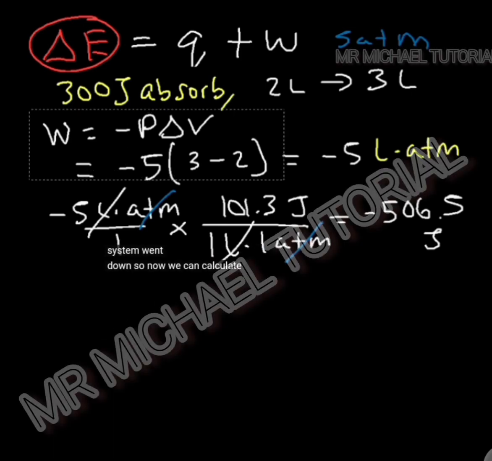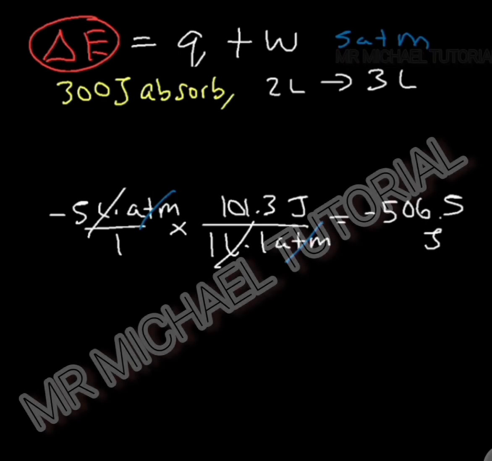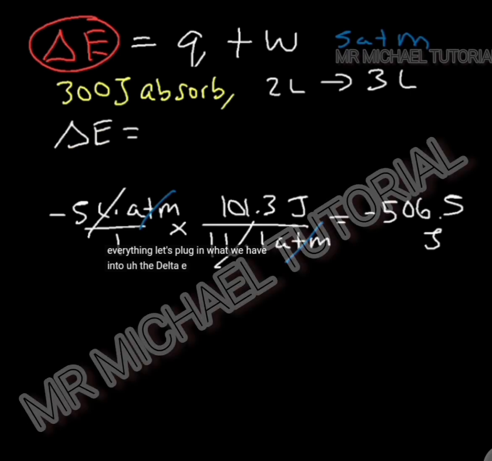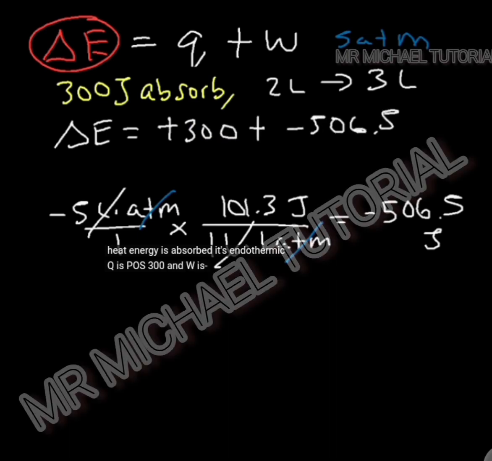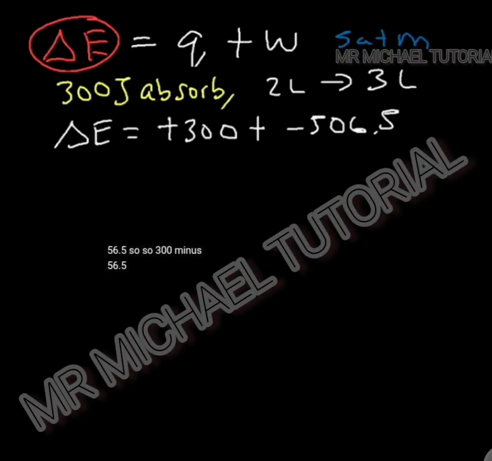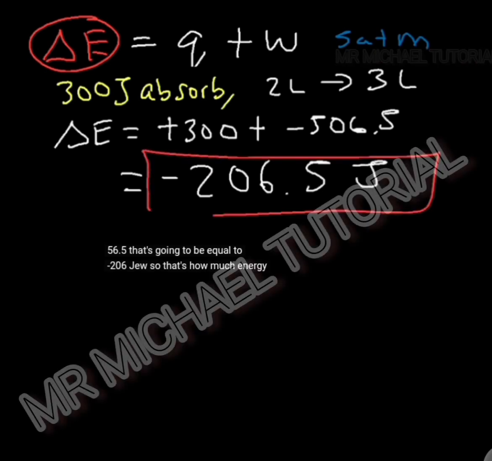So now we can calculate everything. Let's plug in what we have into the delta E equation. Since heat energy is absorbed, it's endothermic. Q is positive 300, and W is negative 506.5. So 300 minus 506.5 is going to be equal to negative 206.5 joules. So that's how much energy the system lost overall.